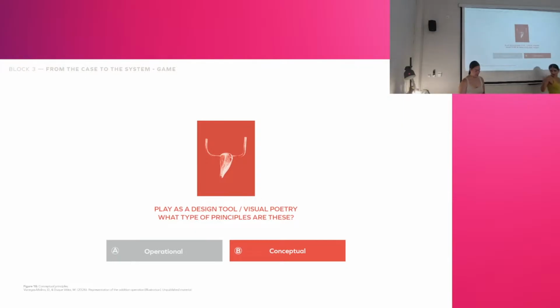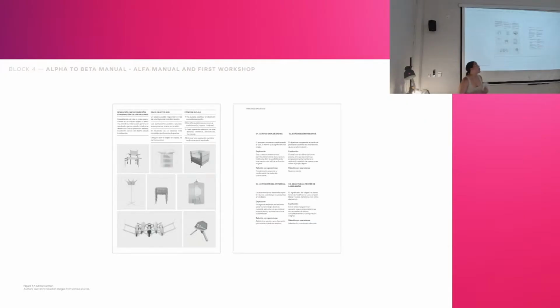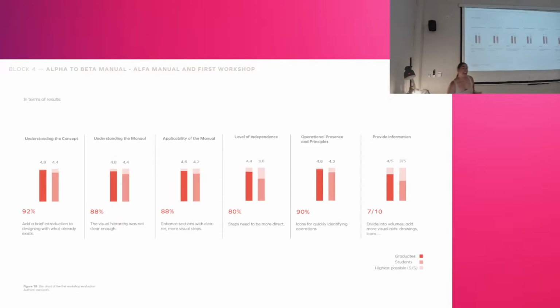So then, let's move on to the next block, which is the manual. Once the system of operations and principles was defined, we translated it into the first tool, the manual alpha, which is the red one you have on the table. This manual works as a prototype to help us check if the system could be understood and applied. We tested it with a workshop with 10 participants, 5 students and 5 graduated designers. The workshop validated that the system works, which is a great sign.